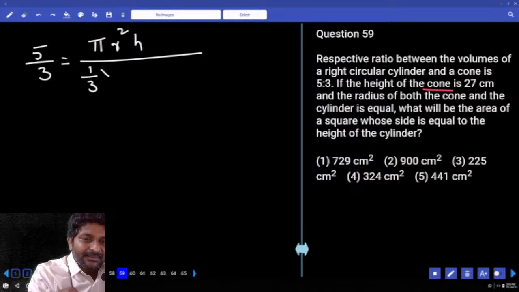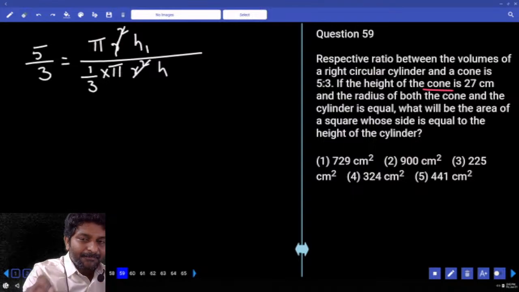1 by 3 pi R square H. Radius both are same, right? H1 is height of the cylinder. H2 is height of the cone. Pi also gets cancelled. Cone height already mentioned. Height of the cone 20.